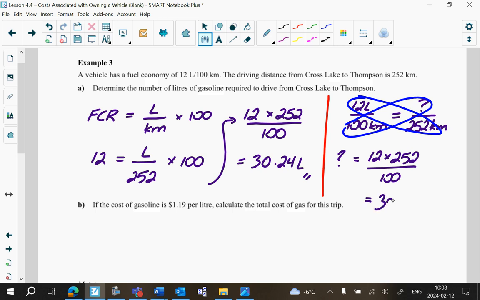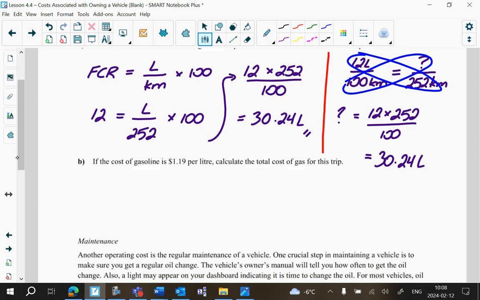But you do have to be familiar with how to use the formula to find the liters of gas that you used. And now that you've got the liters, you can answer part B. Notice this time you're given the cost in dollars. So all you have to do to calculate the cost of your trip, well, we just found out that we used 30.24 liters. Gas is $1.19 per liter, so we multiply those two to get the cost of gas, which on this trip was $35.99.